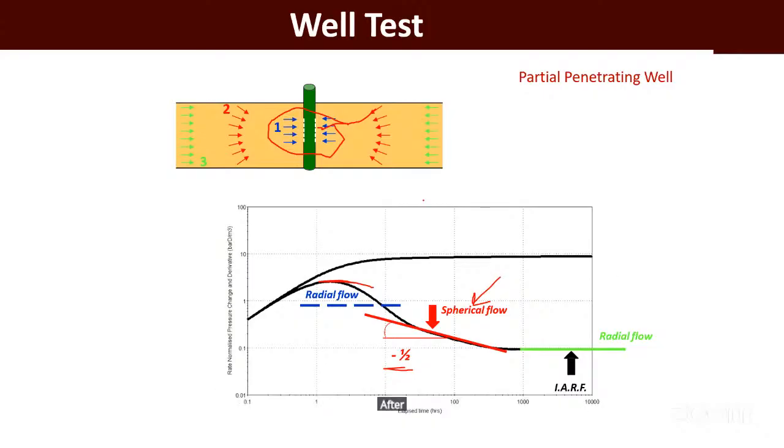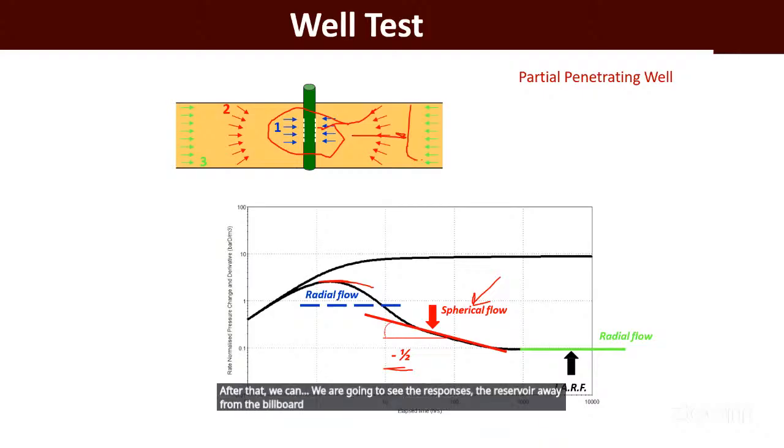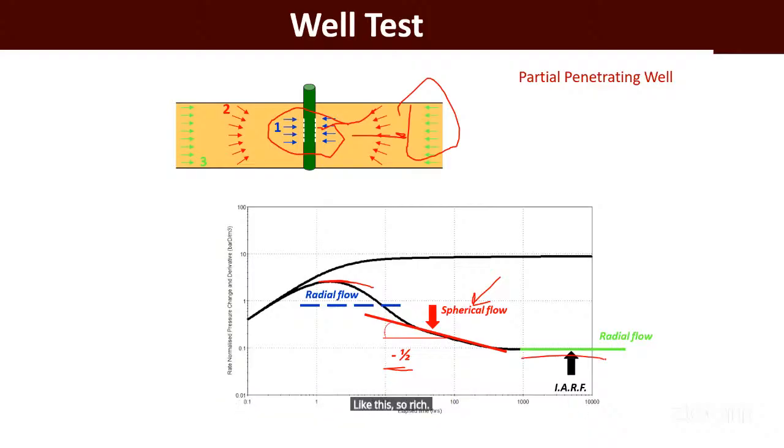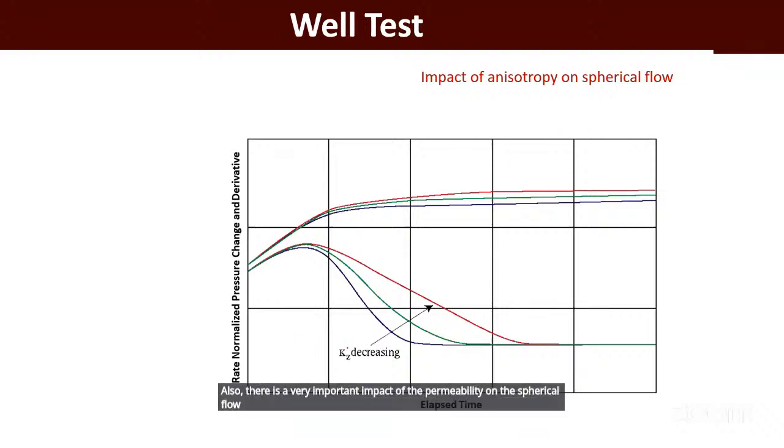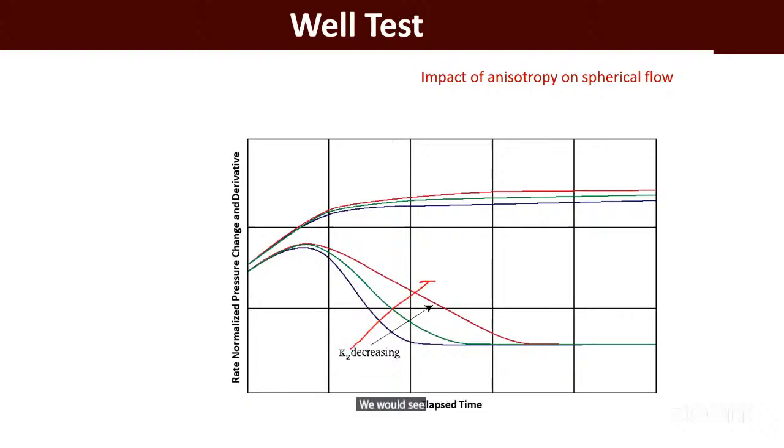After that, we are going to see the response of the reservoir away from the wellbore, so it will be continuous flow like this. So we'll reach the IARF, or infinite acting radial flow. Also, there is a very important impact of the permeability on the spherical flow. So if we have a decrease in the permeability, we will see the curves, or the derivative curves, going up.